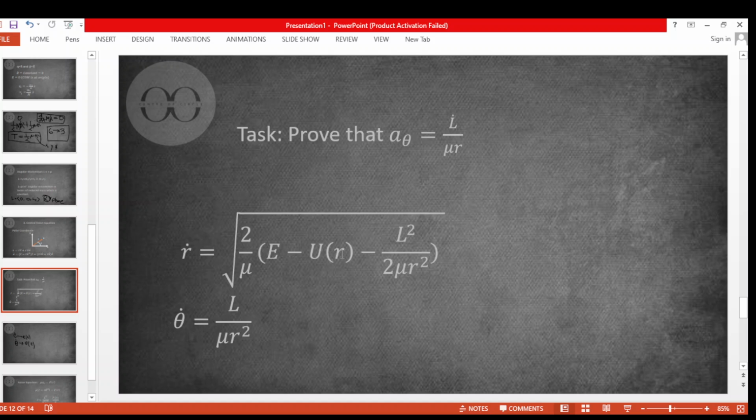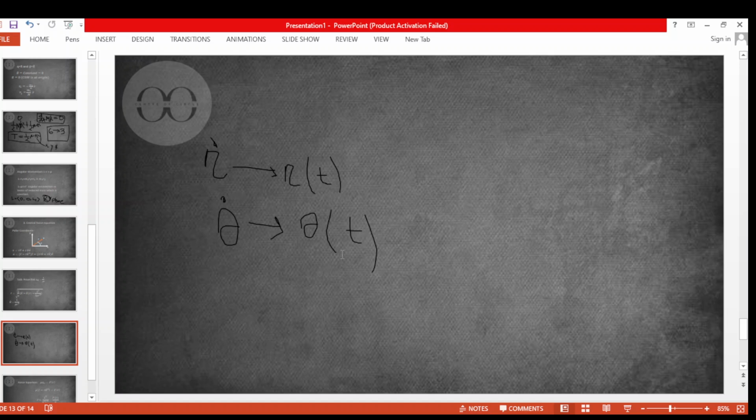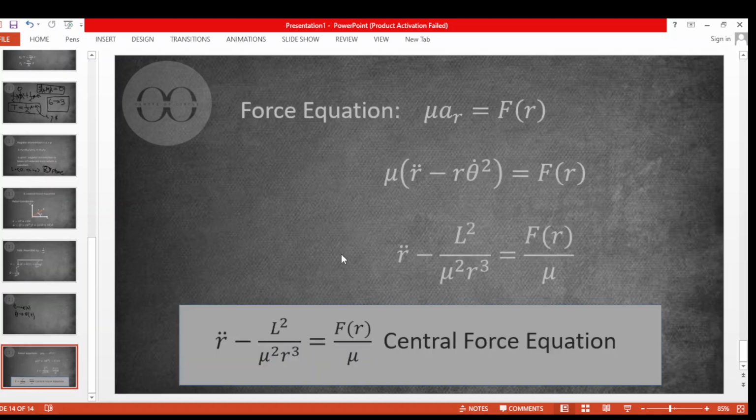So what can we do? We will not use the energy equation. We just used the energy equation to reduce the degrees of freedom of the equation. But we will use a force equation to find the differential equation, where our force equation is ma, where m is mu and a is the radial component of our acceleration vector. Then we did some basic algebra, and then we found this differential equation, which is the central force equation.